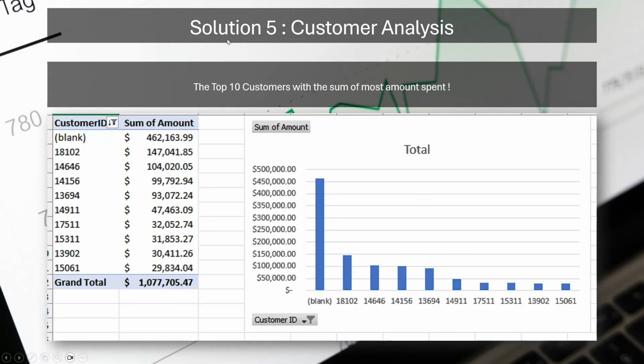Now let's come to question number 5, customer analysis. Here we have the top 10 customers by the sum of amount spent. The first customer did not have a customer ID. This is a pivot table of the top 10 customers with the sum of amount spent, and this is a bar chart having all the information regarding those customers. As you can see, there is a big difference between the top 1 and top 2 customers.